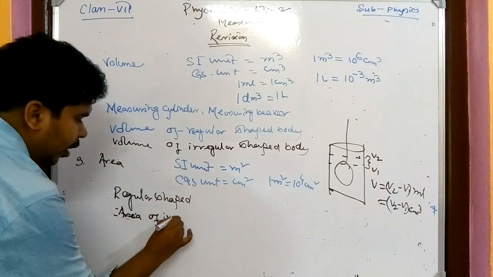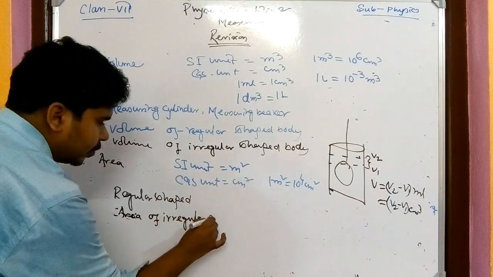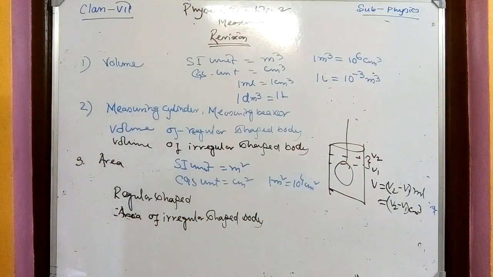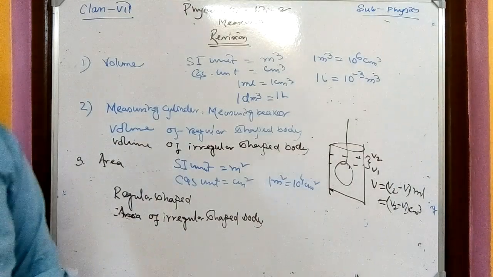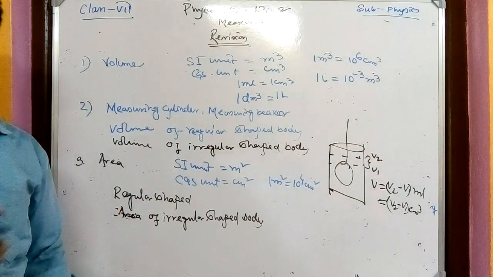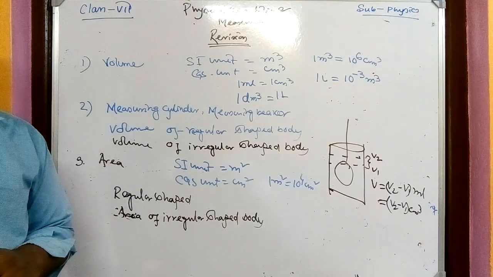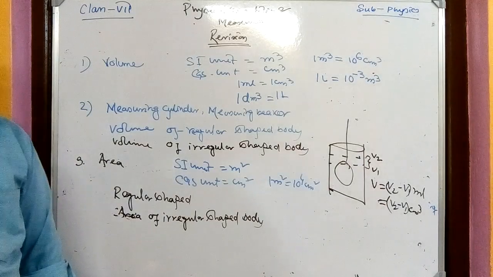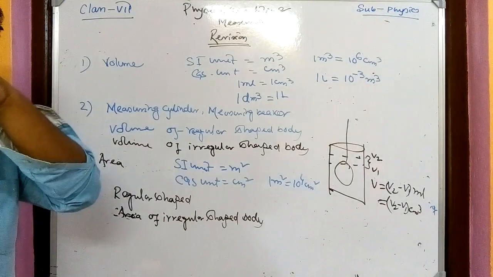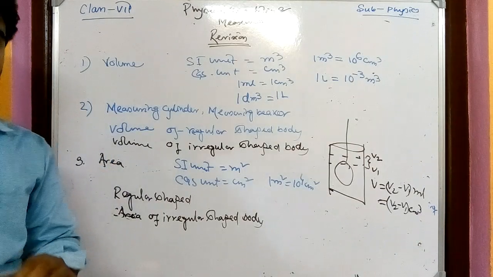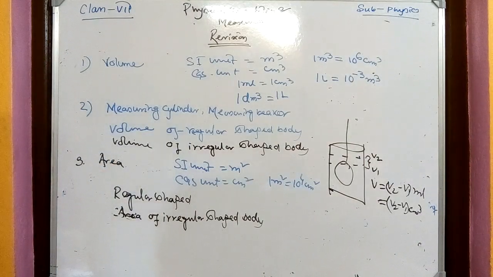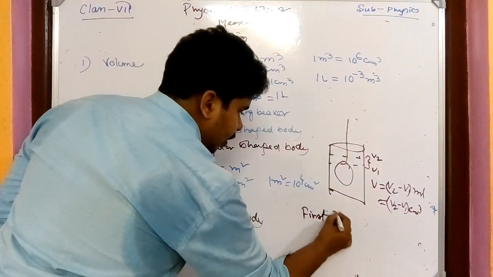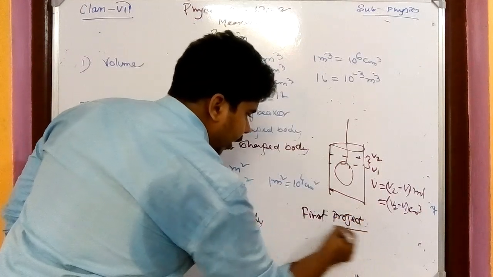Now, area of an irregular shaped body. Simple thing, we have done it in a graph. It is done in the previous video, but I am telling one thing. From that portion no question will come, because I will not be able to give any graph to you to make the irregular shaped body. But from my side, one homework I have given today, that is, you can take the first project.